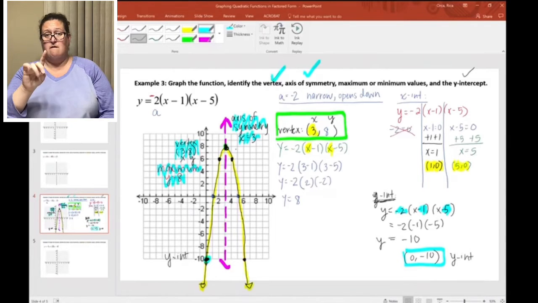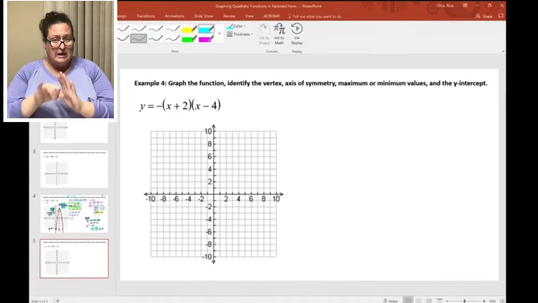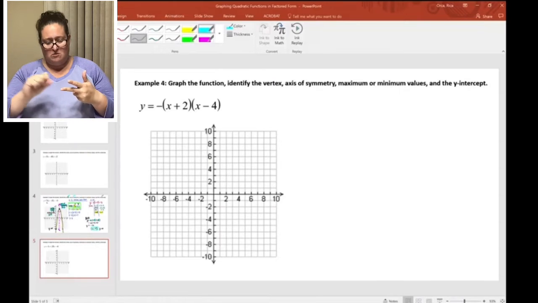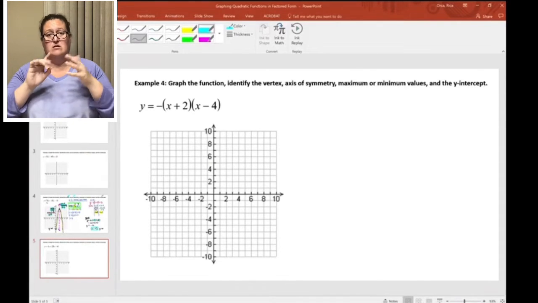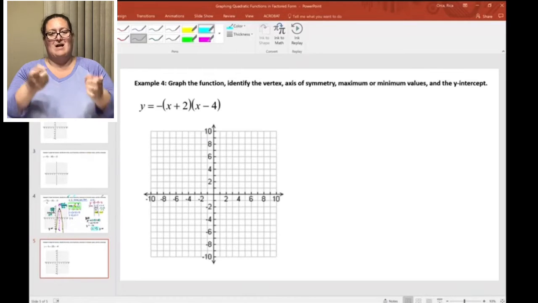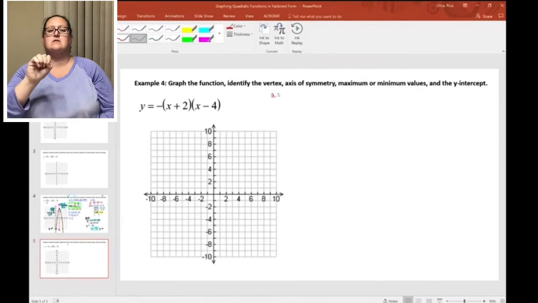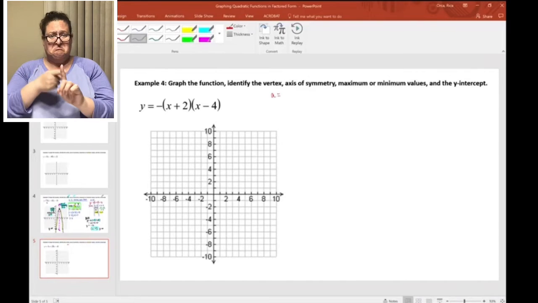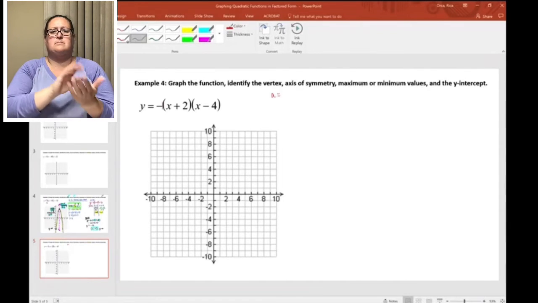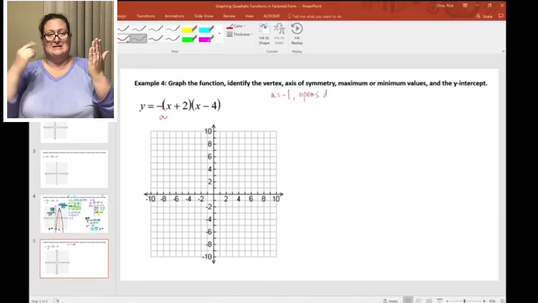Let's do one more. Example 4. Graph the function, identify the vertex, axis of symmetry, maximum or minimum values, and the y-intercept. We have y equals negative times x plus 2 times x minus 4. So step 1, let's identify the scale factor. Well, since we have no number in front of our binomial, let's make that number -1. This tells me that the graph opens down and is of regular size.